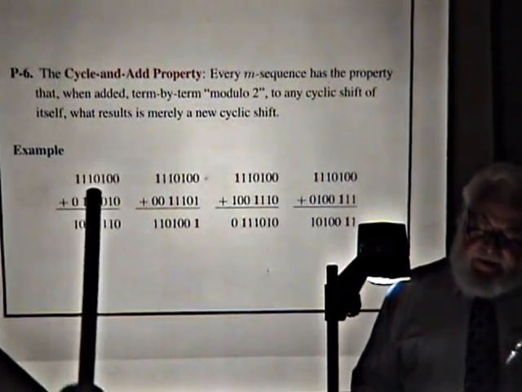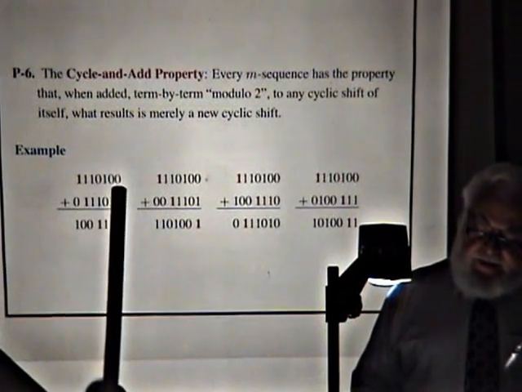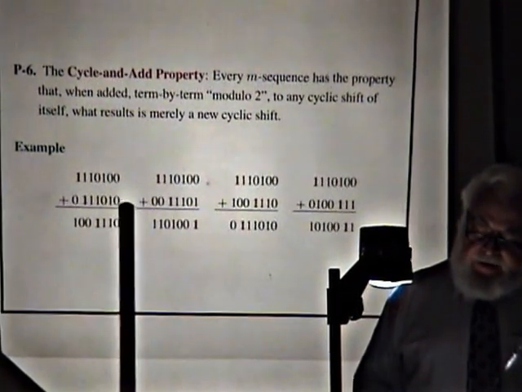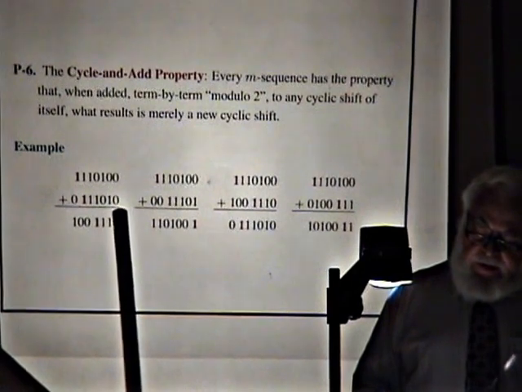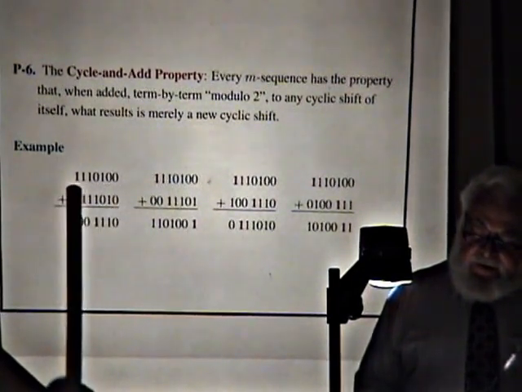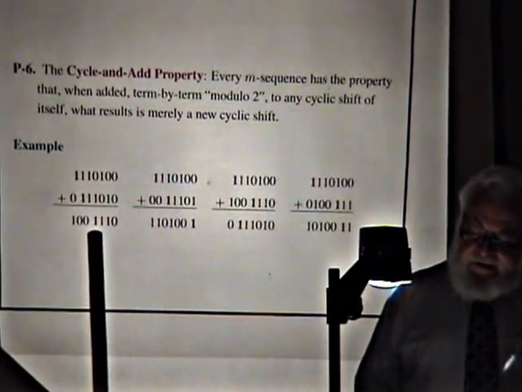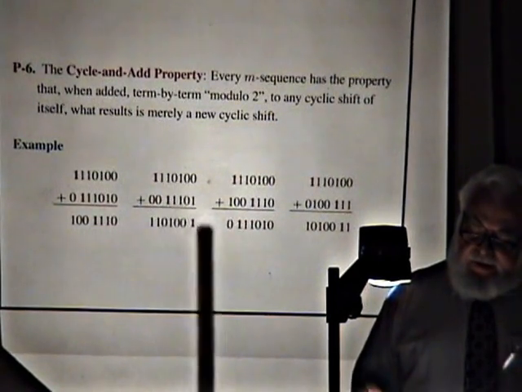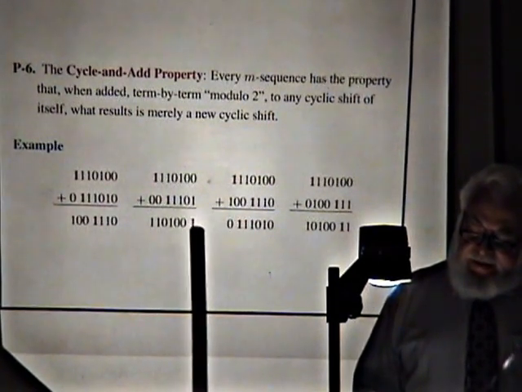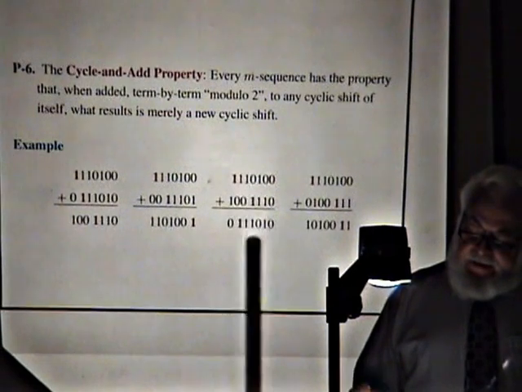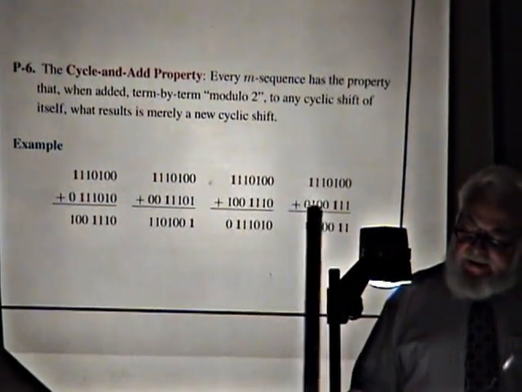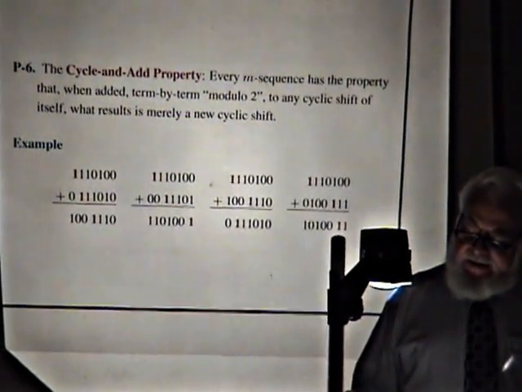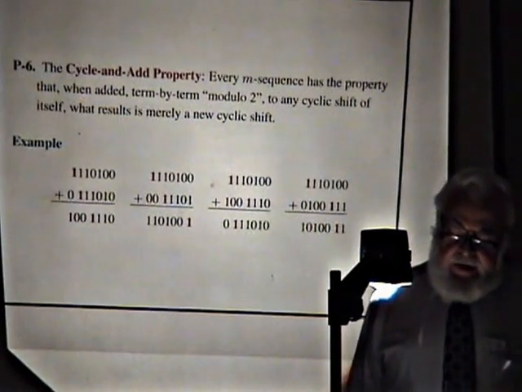So I've illustrated that for the same sequence of length 7. Here I've shifted it by 1. If I add term by term mod 2, I get a new shift where the original 1 here now starts here. Shifting by 2, I get the shift starting here. Shifting by 3, the shift starting here. Shifting by 4, the shift starting here, and so on.